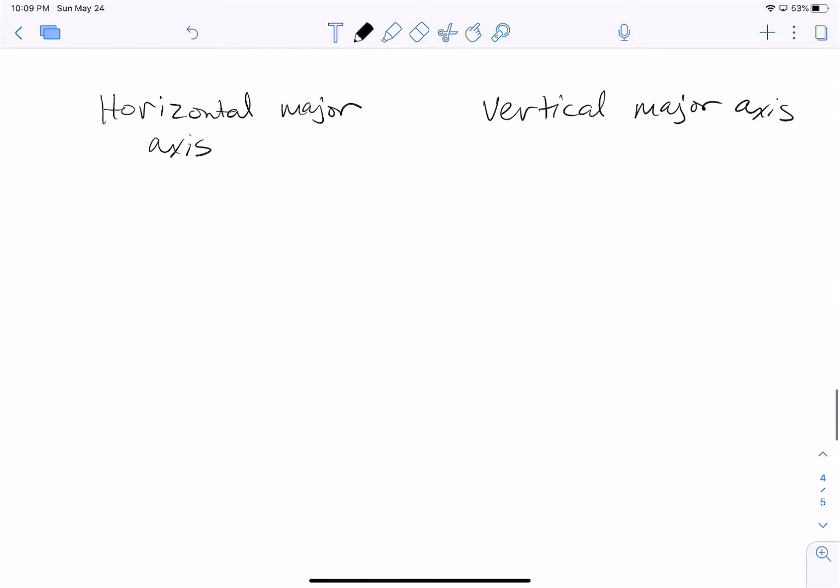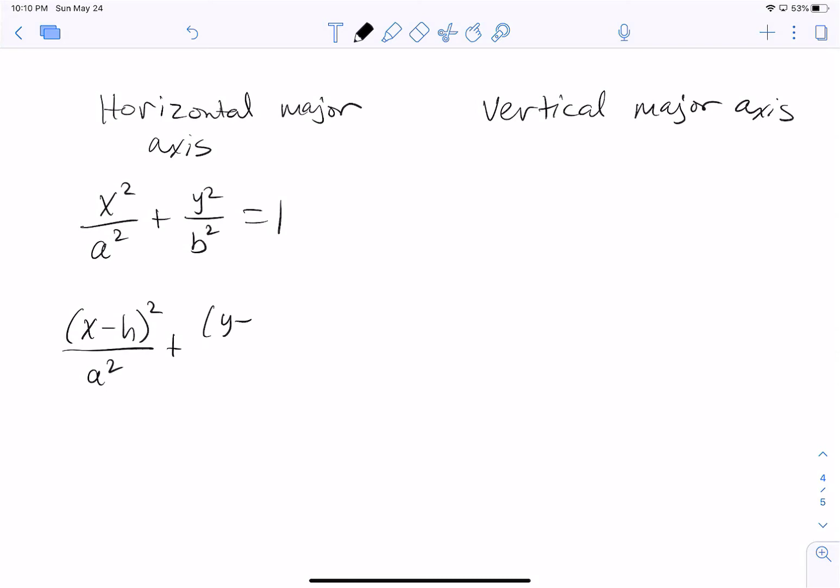An ellipse that has a horizontal major axis will have an equation x squared over a squared plus y squared over b squared is equal to 1. Or, if it has been translated, x minus h the quantity squared over a squared plus y minus k the quantity squared over b squared is equal to 1.